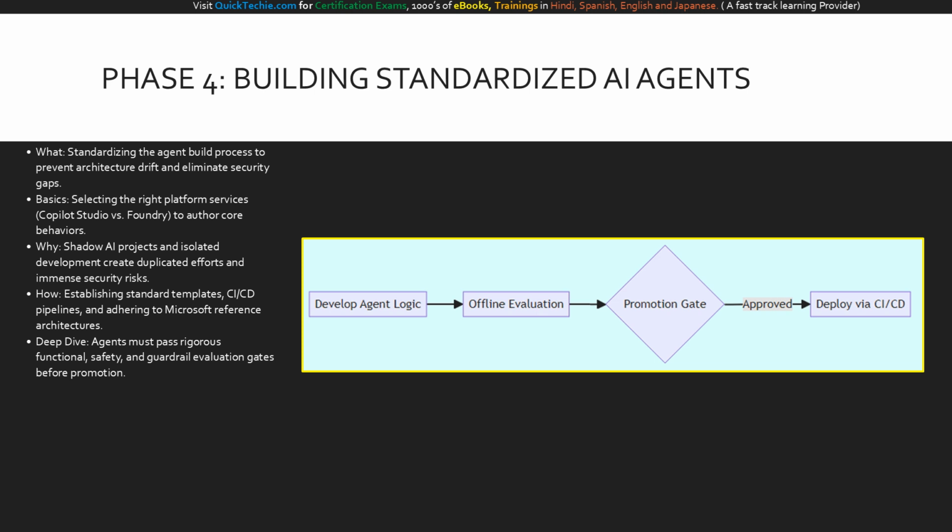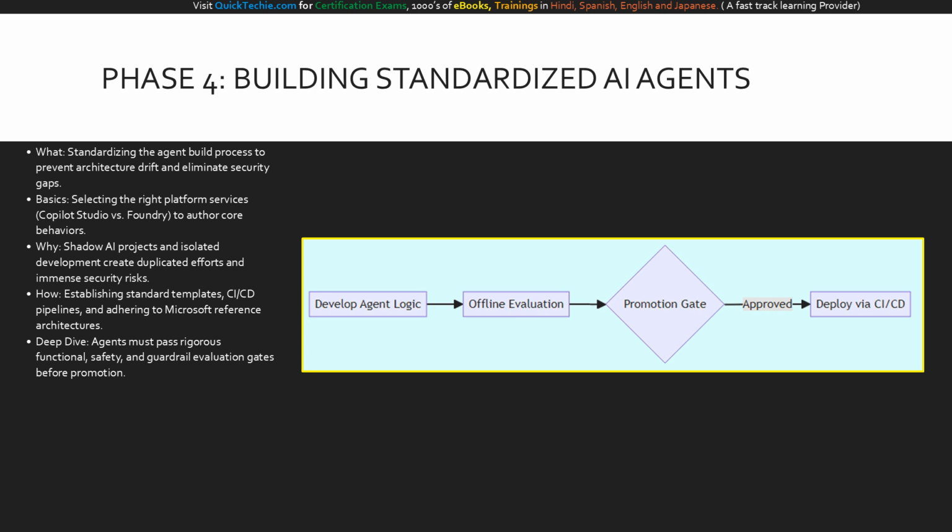The sequence begins on the left with develop agent logic and prompts. This is where makers use Copilot Studio or Foundry to author the agent's core behaviors and integrations. From development, the arrow moves to offline evaluation and testing. This is a vital step where the agent is subjected to automated tests, edge case scenarios, and safety validations using curated datasets. It ensures the model behaves predictably.